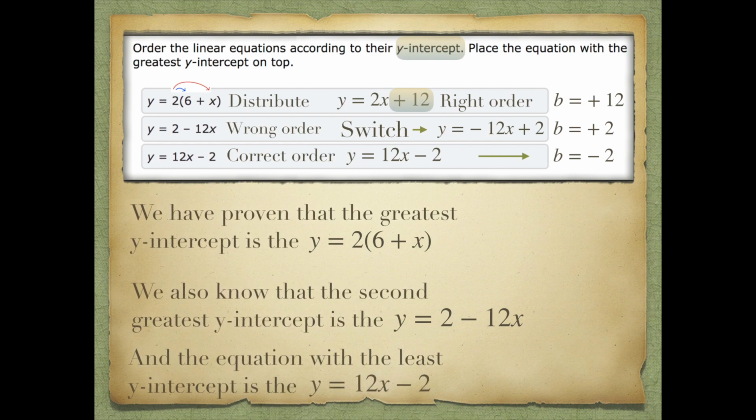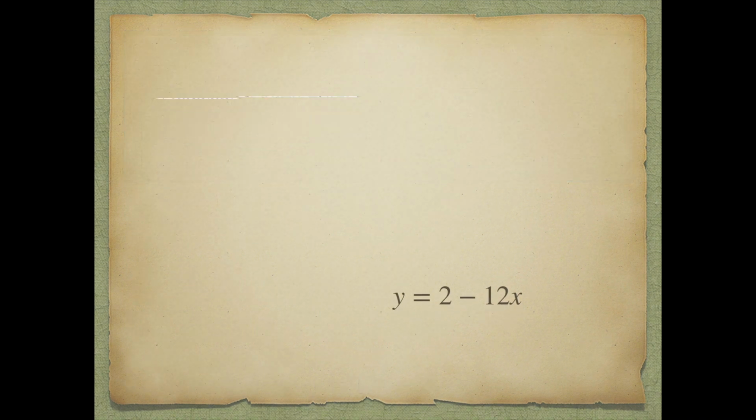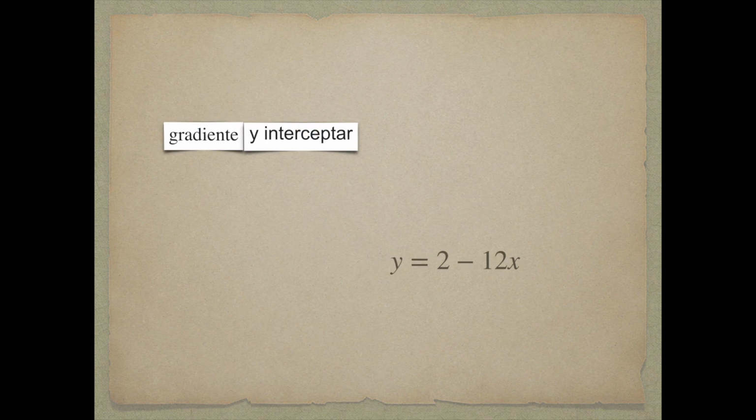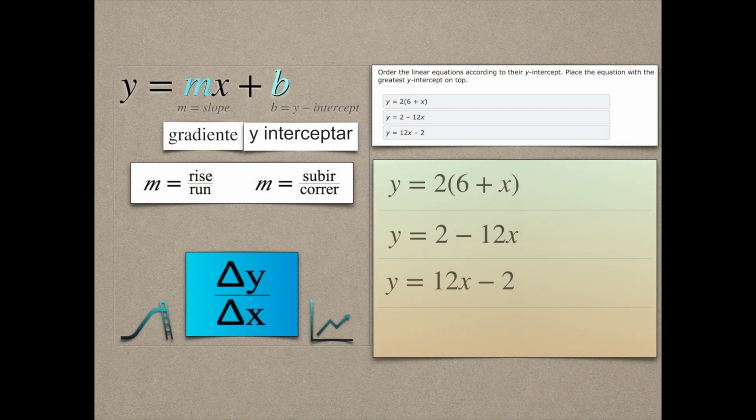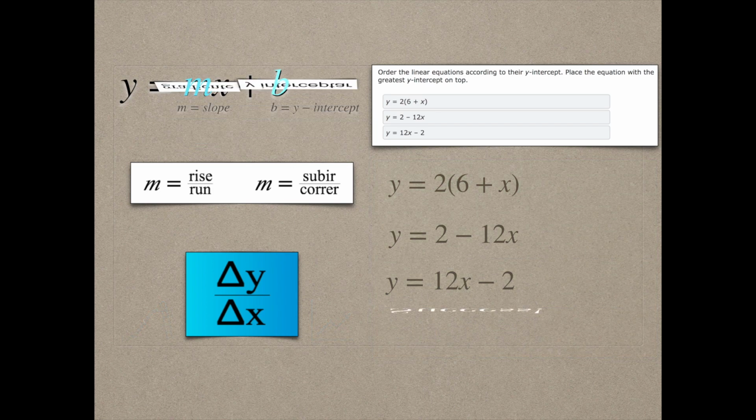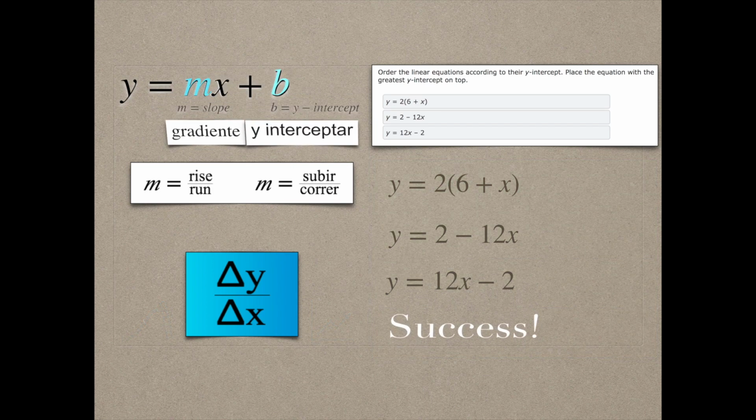And the equation with the least y-intercept is the y equals 12x minus 2, because the intercept there is at negative 2. On our test, we would place those three in the correct order, just like the question asked us to, and we will have achieved success.